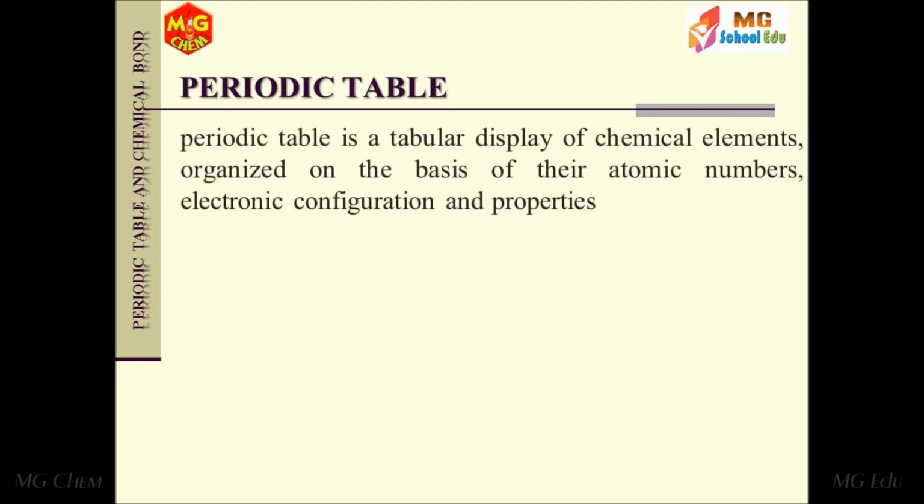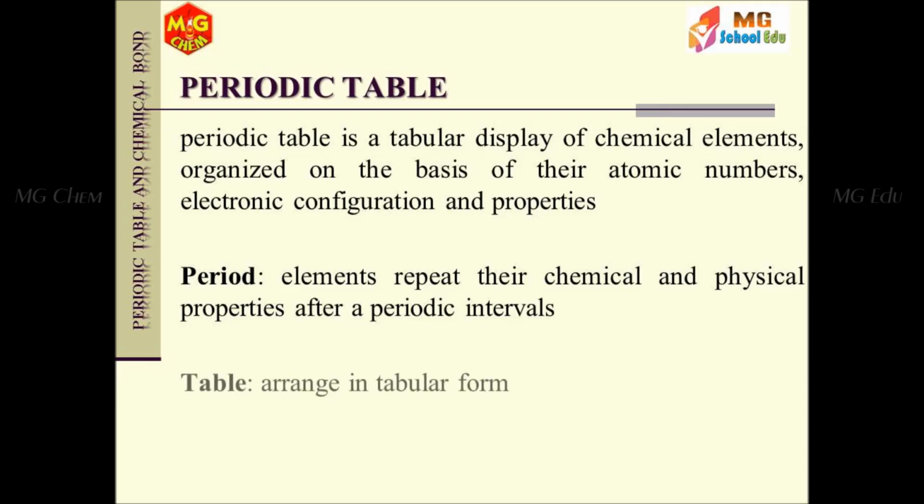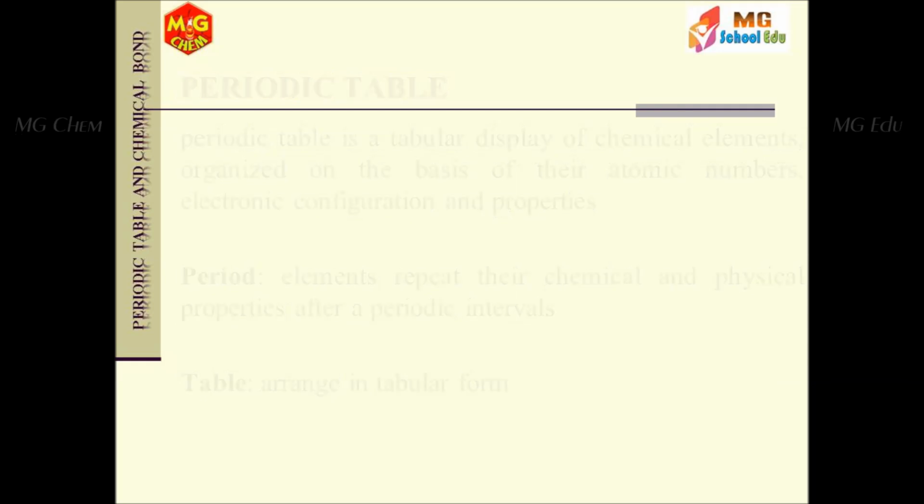Periodic table. The periodic table is a tabular display of chemical elements, organized on the basis of their atomic numbers, electronic configuration and properties. Period means elements repeat their chemical and physical properties after periodic intervals. Table means arranged in tabular form.